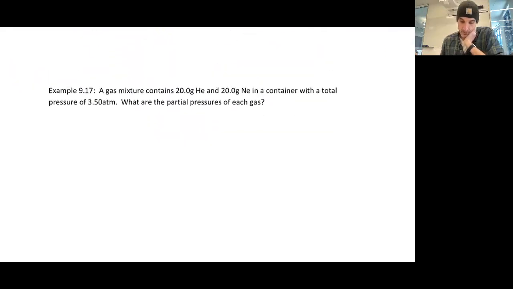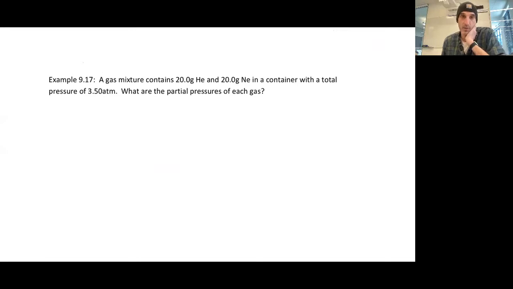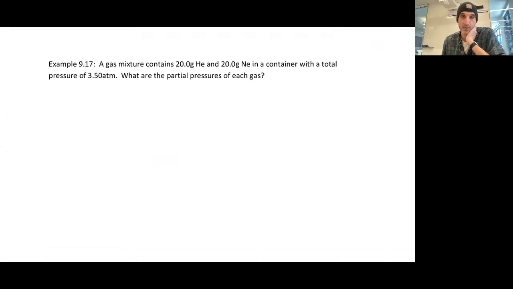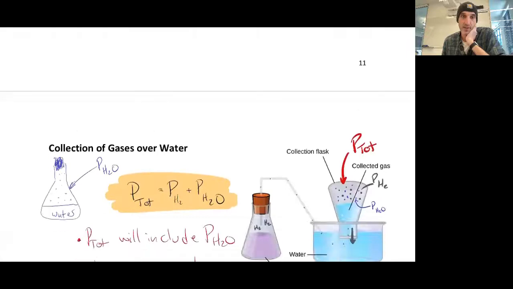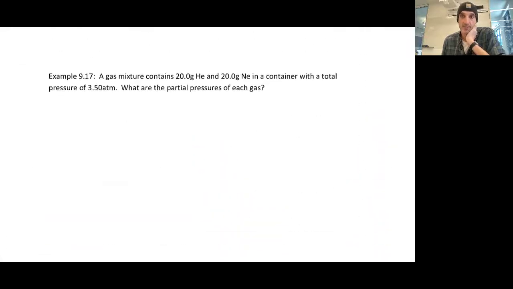Good. Okay. And so same kind of question here. What are the molar ratios, or what are the partial pressures of each of those gases? The total pressure is 3.5. And that is it. So perfect.